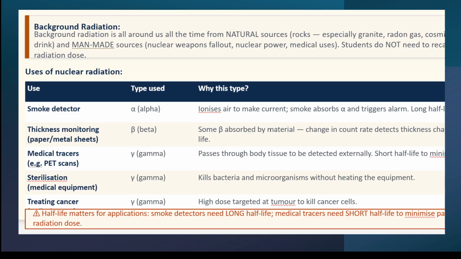Now the next one is background radiation. Background radiation is always present. What are they? They're coming from different kinds of rocks on Earth, which emit those radiations, but certain man-made sources like nuclear weapons and nuclear power plants are also sources of background radiation. Now the uses of nuclear radiation, go ahead and pause and read through it. You need to remember one or two.